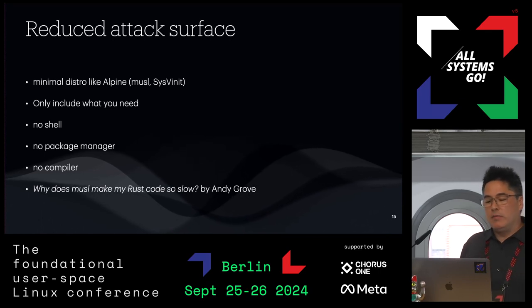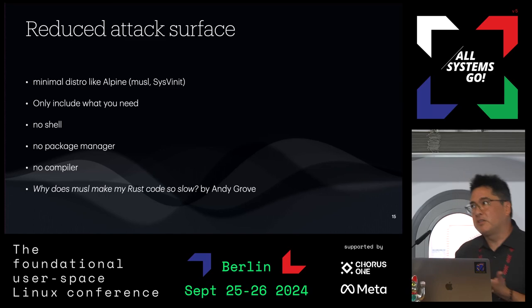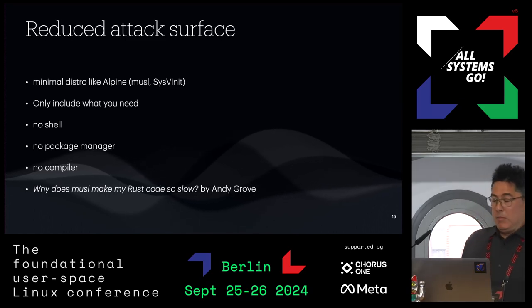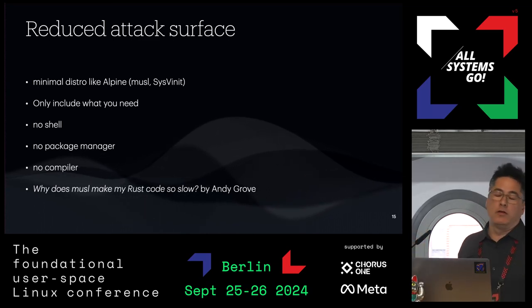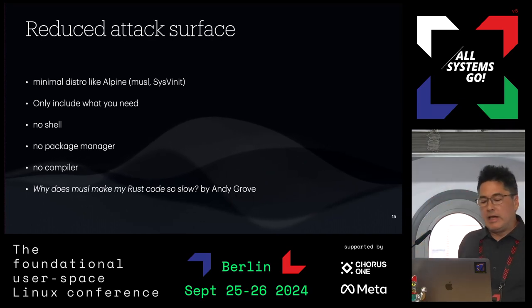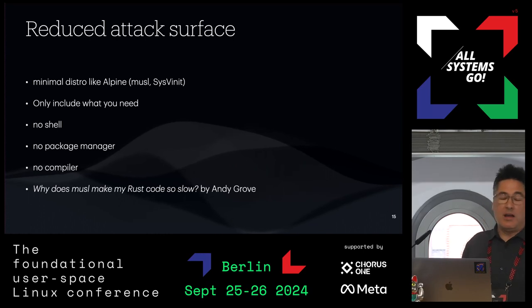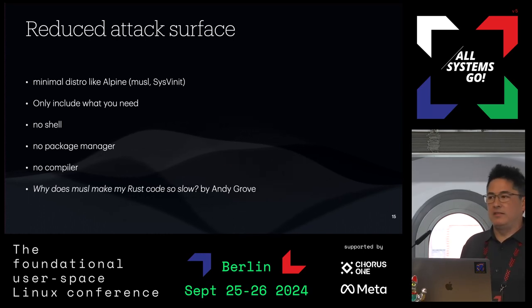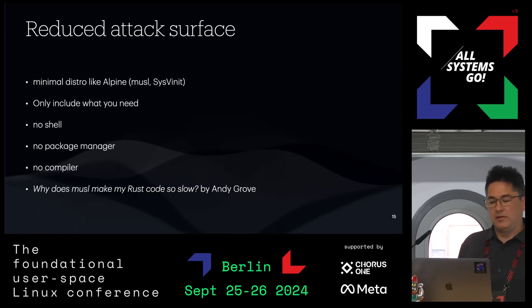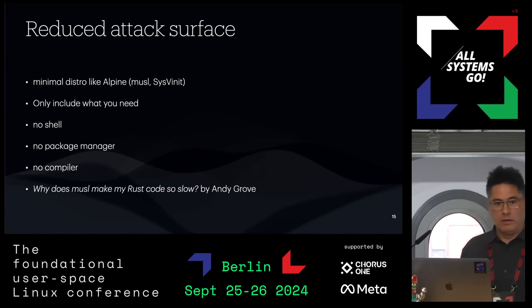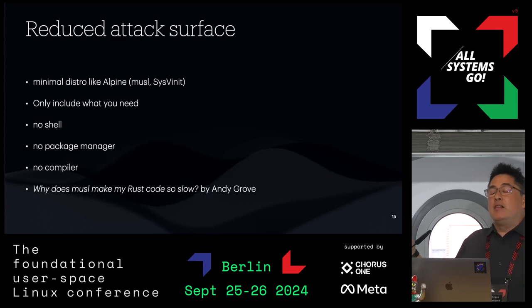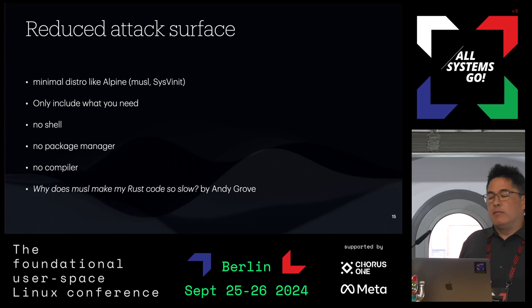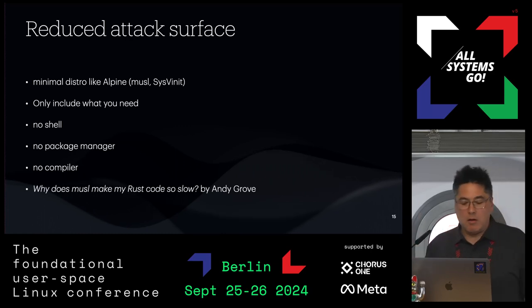You're not going to put anything on your image that you don't absolutely need. And this goes to the extreme in embedded, because if you're booting straight into your application, what do you need a shell for? Don't include a shell. Package management is not a concept on embedded edge devices. Nobody's installing packages on those, so there's typically no package manager. And then a compiler. Well, you need those for development, right? But you don't want them at runtime, because if you can compile a C program on the target, then you can do anything. All bets are off.